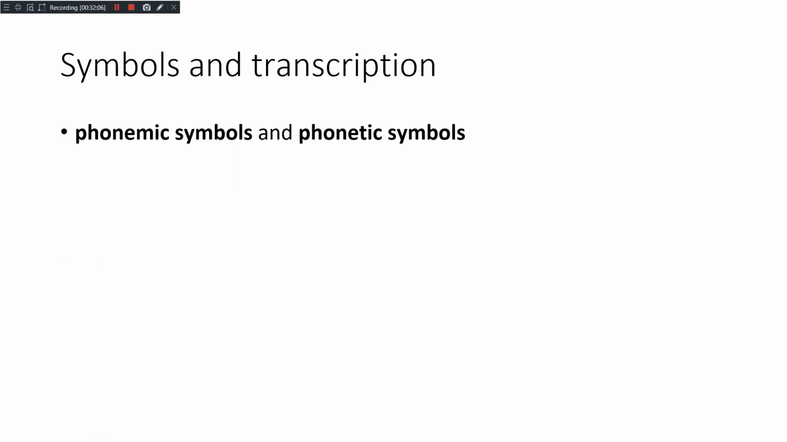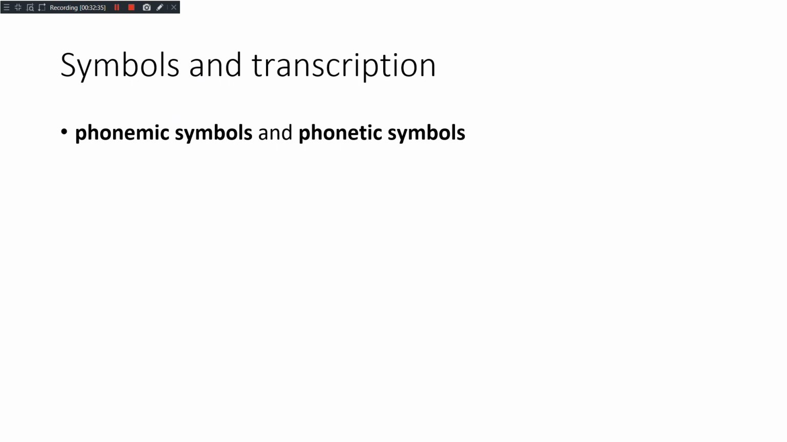Now we'll move on to another unit, another section, in the same chapter. Now we know how we can decide on the number of the phonemes in a language, and we know how to differentiate between a phoneme and an allophone. We'll move on to talk about symbols and to talk about transcription.